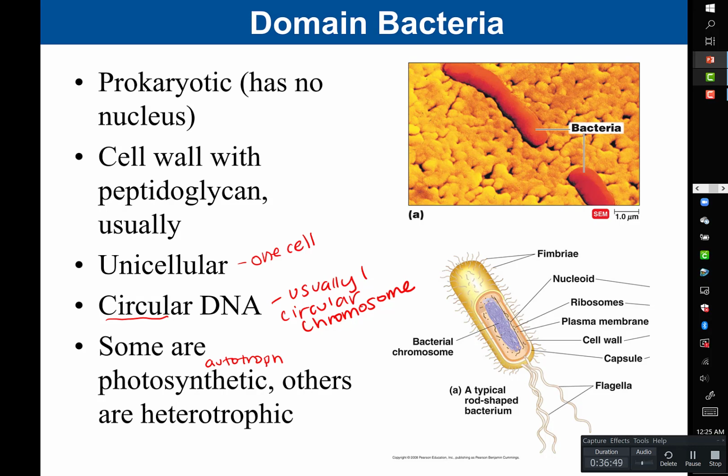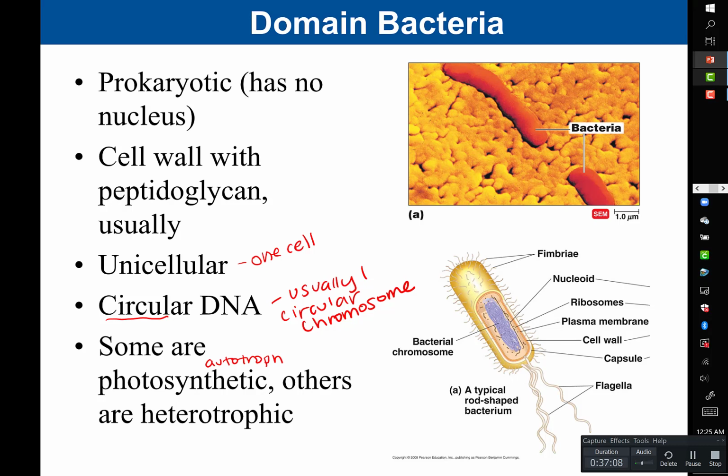So we can have a structure that's called fimbriae. E. coli, which is a bacteria in your gut, have fimbriae. It's these little hair-like extensions all over the cell. And the purpose of fimbriae is for attachment. It allows E. coli to attach to the intestinal wall so that it can live in the gut.